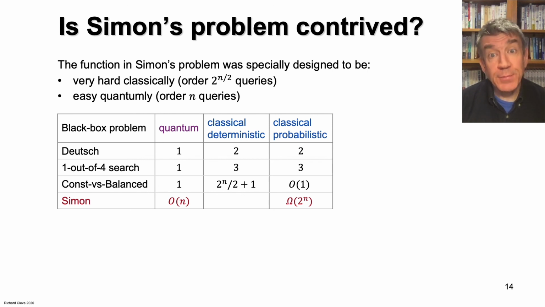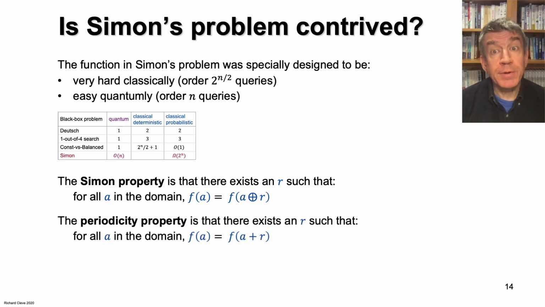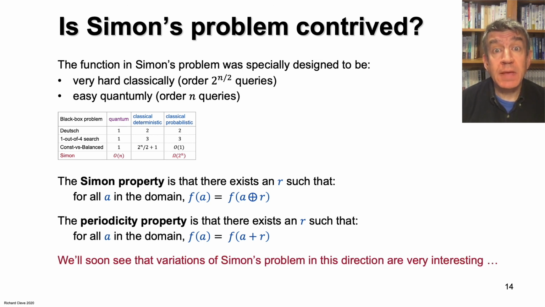This may be one's first impression, but there's actually more to it than that. Let's look at the Simon property for all A, f of A equals f of A XOR R. This is kind of like a periodicity property of a function, which would be written as for all A, f of A equals f of A plus R. And periodic functions arise in many natural contexts. We'll soon see that variations of Simon's problem in this direction are very fruitful. Okay, let's end this lecture now.